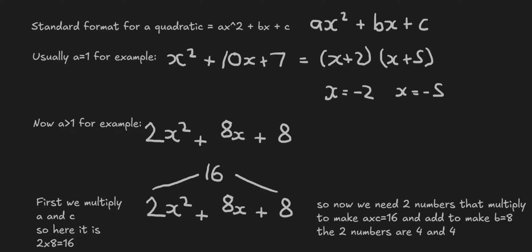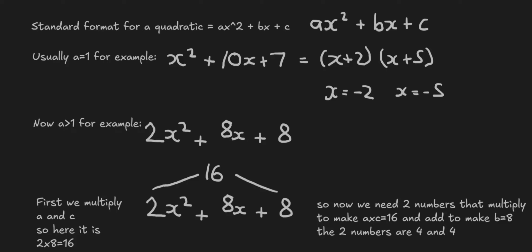So we'll start off with the standard at the top. The standard format for a quadratic is ax squared plus bx plus c. Now, usually when a is equal to 1, for example x squared plus 7x plus 10, we can easily factorize this by finding two numbers that multiply to make 10 and also add together to make 7. So they multiply to make c and they add together to make b in the standard format for a quadratic equation. Then you can see I've got x plus 2 and x plus 5. And if this was to equal 0, then I would get x equals minus 2 and x equals minus 5.